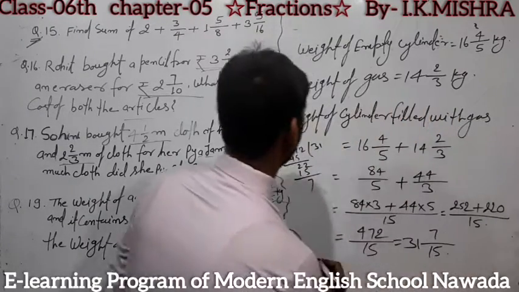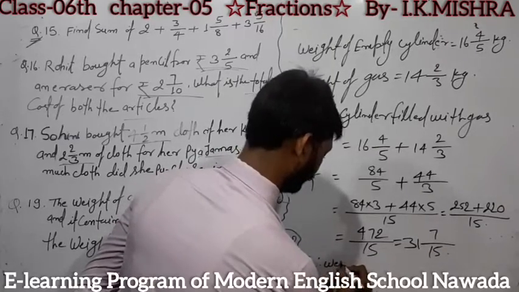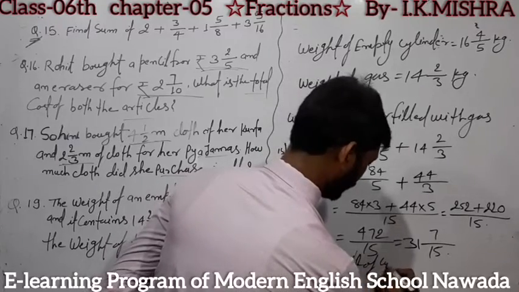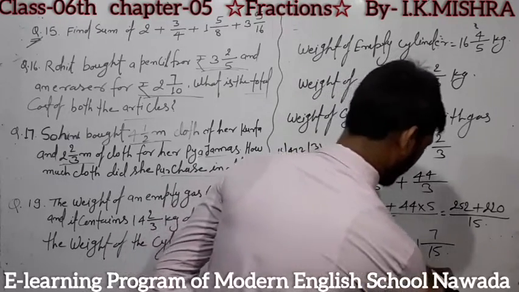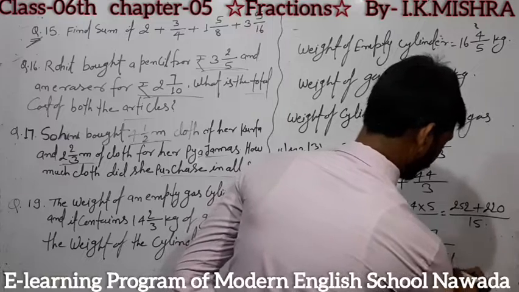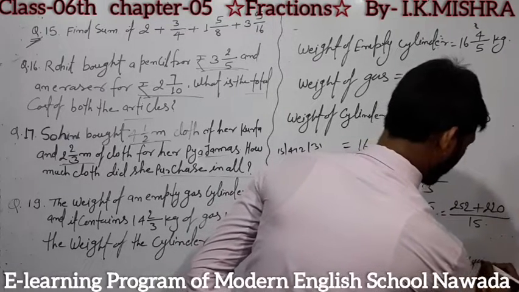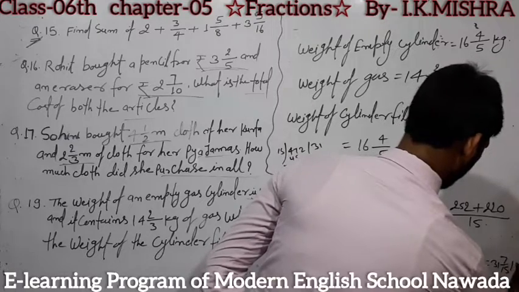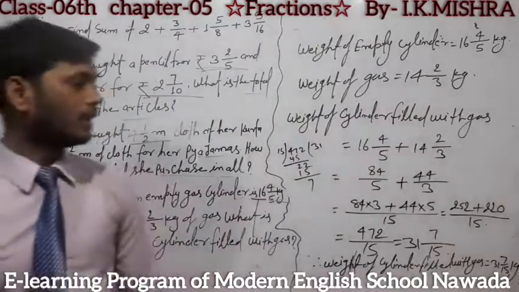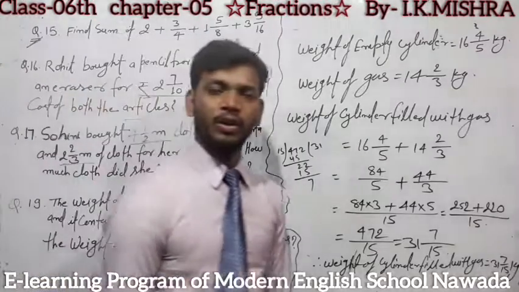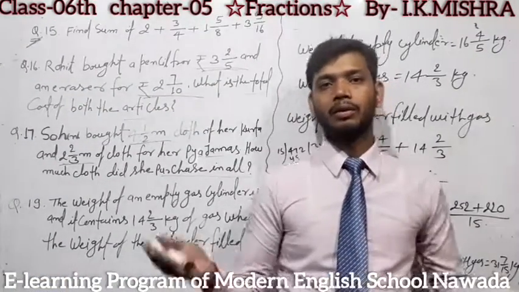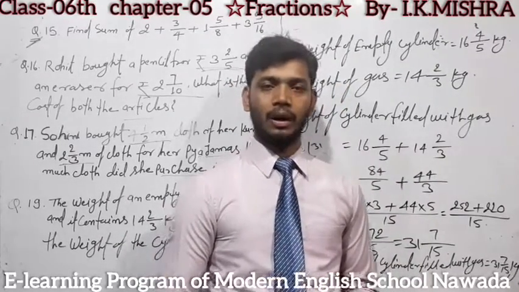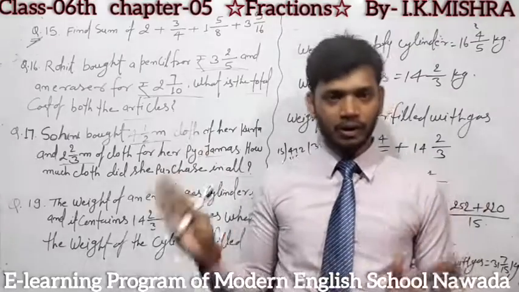So weight of cylinder filled with gas is equal to 31 whole 7 by 15 kg. Clear, friends? Similarly, you can do any questions of sum of the fractions. Here it is completed. That's all. Thank you.